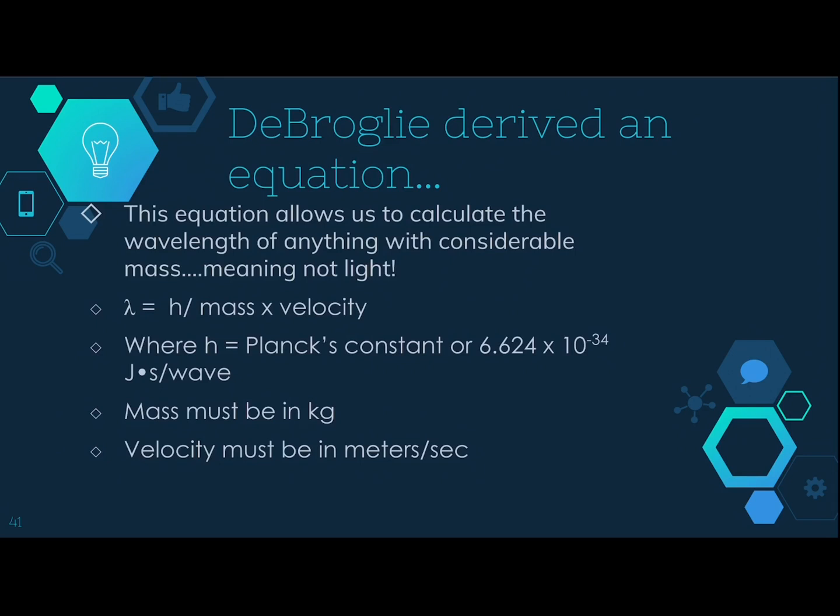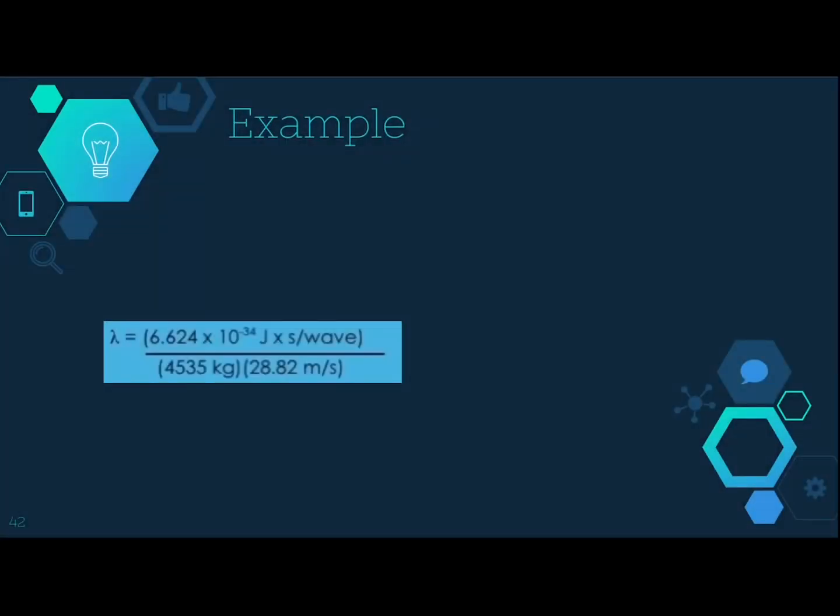So de Broglie derived an equation. This equation allows us to calculate the wavelength of anything, so us, a bus, a basketball, whatever, of anything with considerable mass, meaning not light. So it's wavelength equals Planck's constant divided by mass times velocity. The mass needs to be in kilograms since these are large objects. Velocity has to be in meters per second.